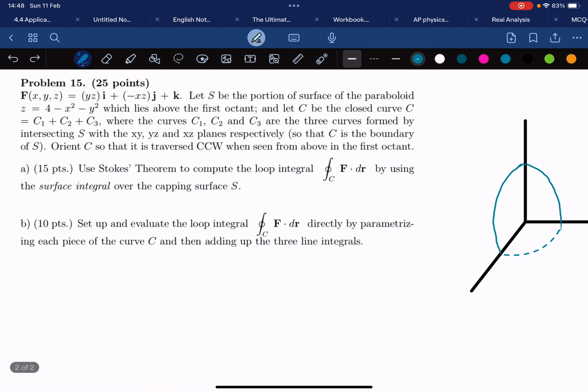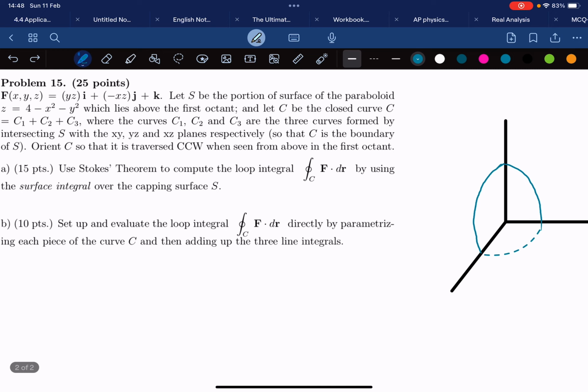And now that we've had our image, the three curves are formed by intersecting S, respectively, so that C is the boundary of S. Orient S so that it's traveled counterclockwise when seen from above the first octant. So then it's going to be traveled like this.